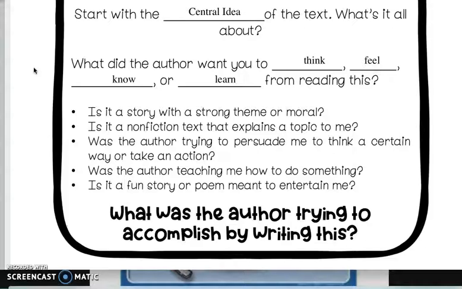Was the author teaching me how to do something? Okay, well, what were they teaching me how to do? And you can also ask yourself, why would they think that I need to know how to do this? And then, is this a fun story or poem meant to entertain me? Okay, so the last question you can ask yourself is, what was the author trying to accomplish by writing this?